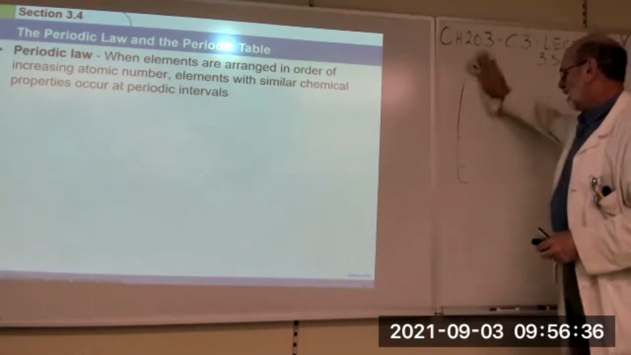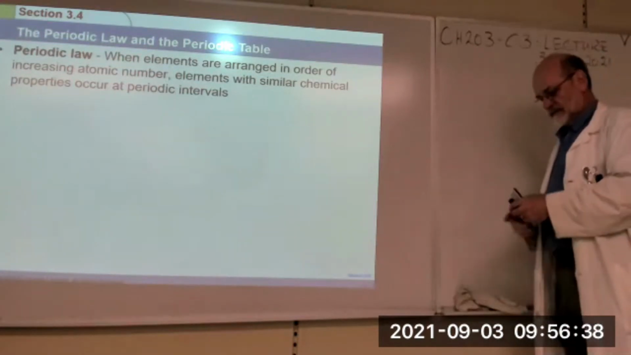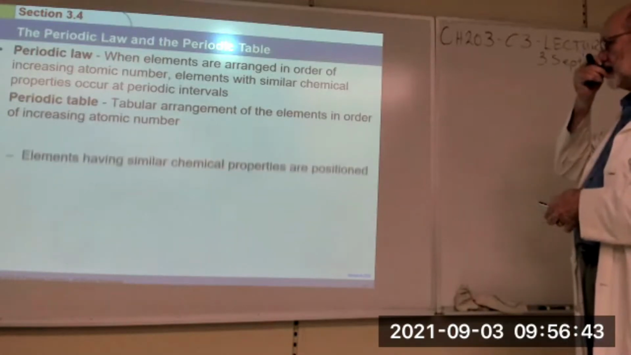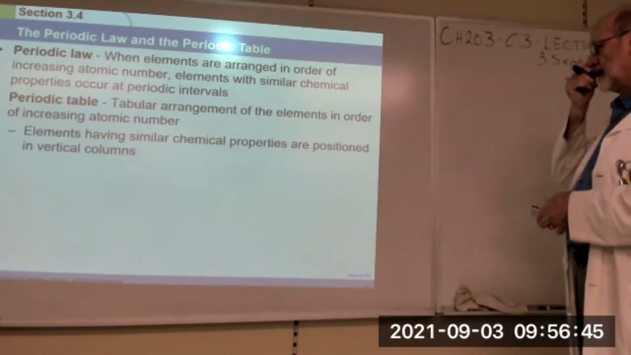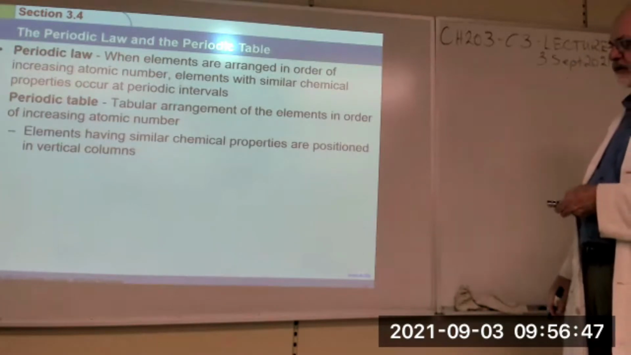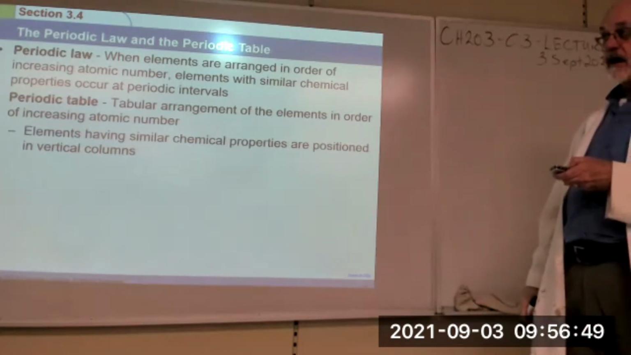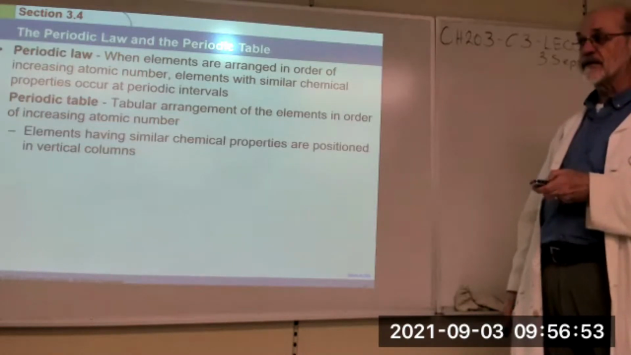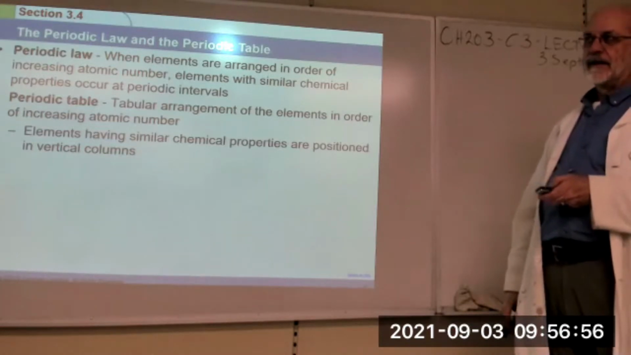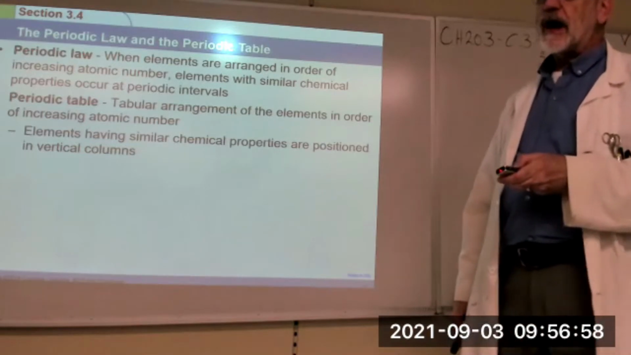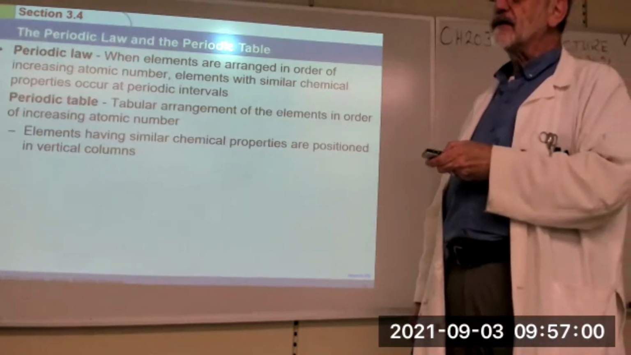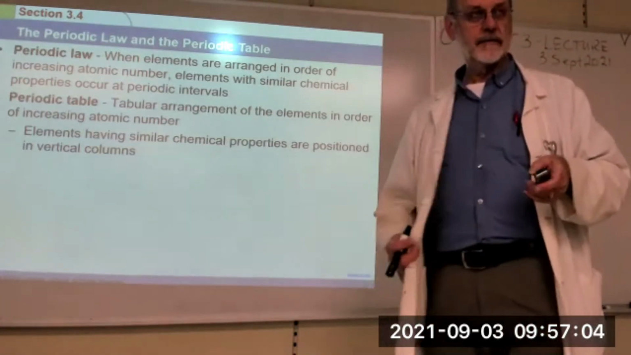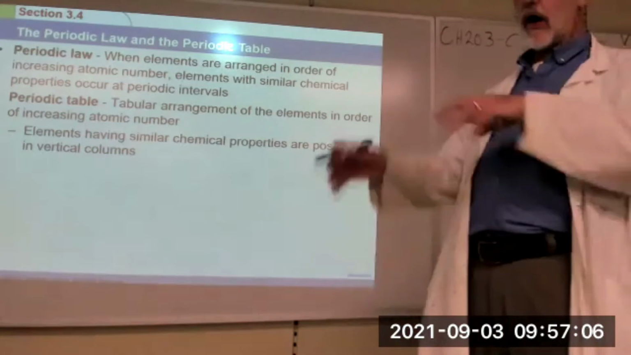Okay. So we've got groups. Vertical columns are the groups. Right? So each of these columns, these elements have similar behaviors, similar chemical and physical behaviors. Now, these first two columns and these last six columns are known as representative elements, all taken all together.